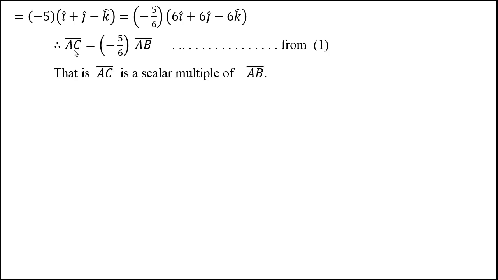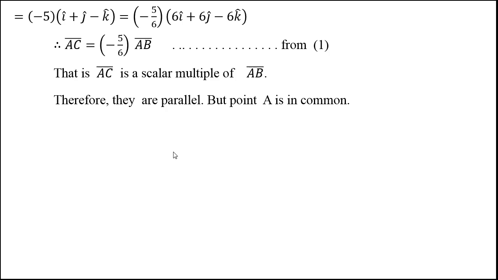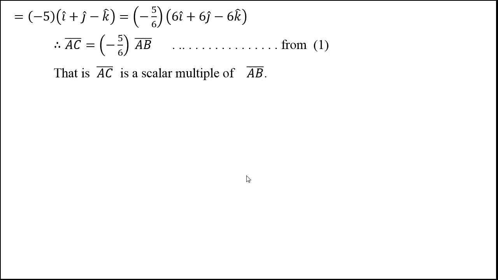That means one vector is a scalar multiple of other. That means they are parallel. AC bar and AB bar are parallel. Vectors are parallel. And they have one point A common. That means they must be collinear. That means points A, B, C must be collinear. Points A, B, C are collinear. So this is how to show that points are collinear.